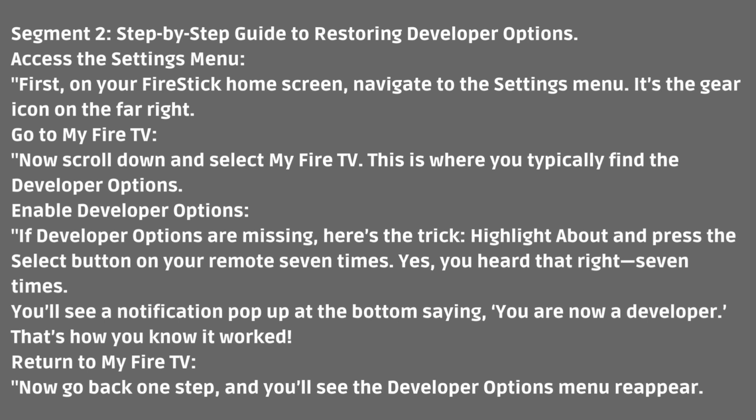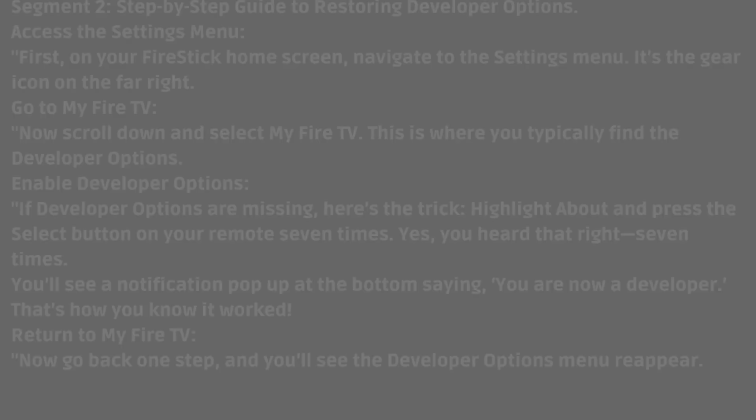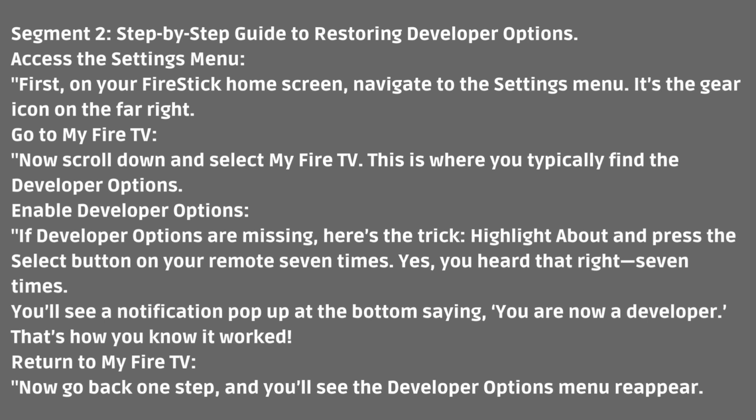Segment 2, step-by-step guide to restoring developer options. Access the settings menu. First, on your FireStick home screen, navigate to the settings menu. It's the gear icon on the far right. Go to My Fire TV. Now scroll down and select My Fire TV. This is where you typically find the developer options.